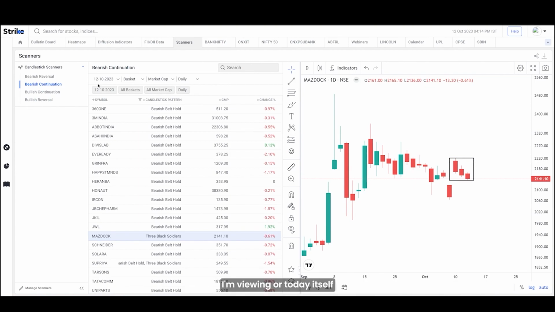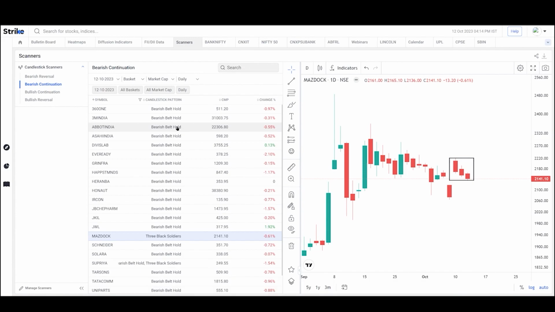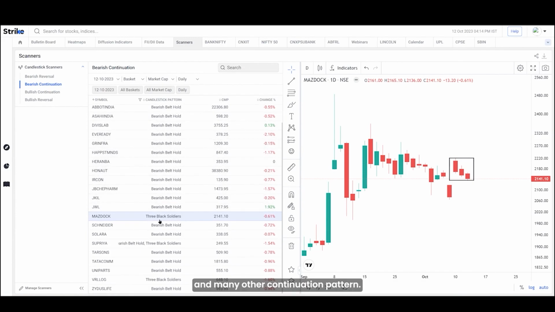So I'm viewing for today itself for all kinds of basket and market caps for the daily time frame. So you can see a lot of bearish belt holds are detected. Bearish belt hold is nothing but when the day's high and open are equal, and many other continuation patterns. So one of the examples that is currently selected is Mastek with three black crows. Now why it has popped up into bearish continuation is because the trend preceding the candlestick formation is also down. This is why it is categorized as a bearish continuation.